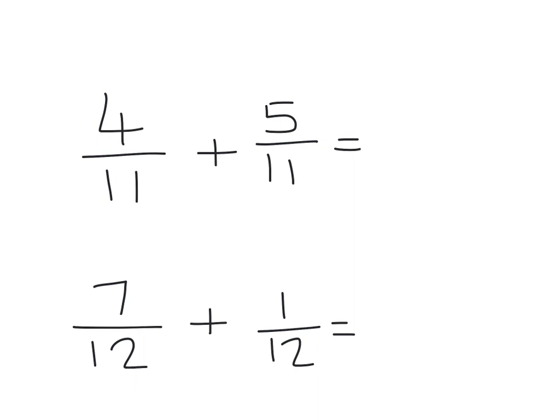I've got 4 over 11, add 5 over 11. That's going to give me 9 over 11. Now 9 and 11 won't simplify.